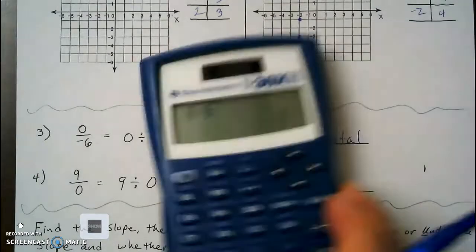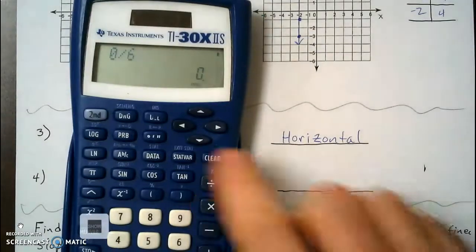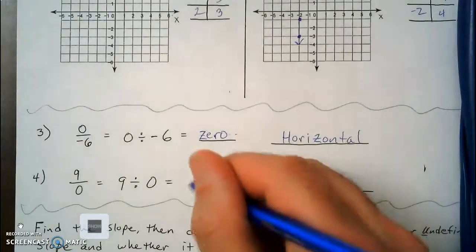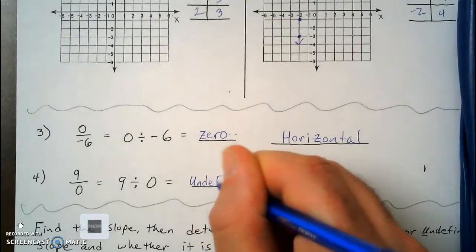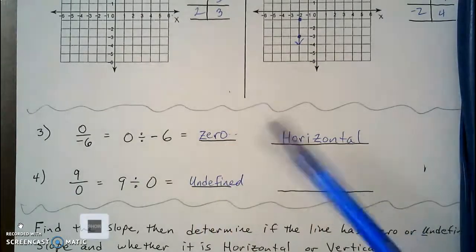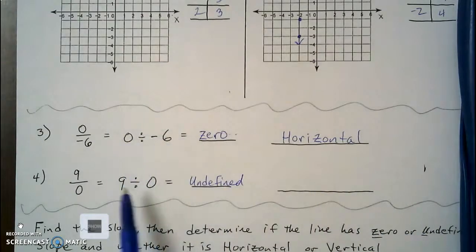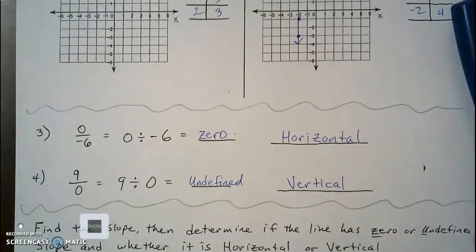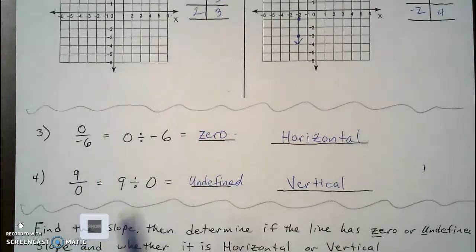And here, 9 divided by 0, now watch what happens here. 9 divided by 0. Calculator says divide by 0 error. You cannot divide by 0. This one is undefined. See the difference? 0 divided by a number and a number divided by 0. So this would be a vertical line. Just want you to actually see the difference. When we're using the slope formula, sometimes 0 shows up. And it's a matter of, well, which one is it? Well, you just divide, and you will see.